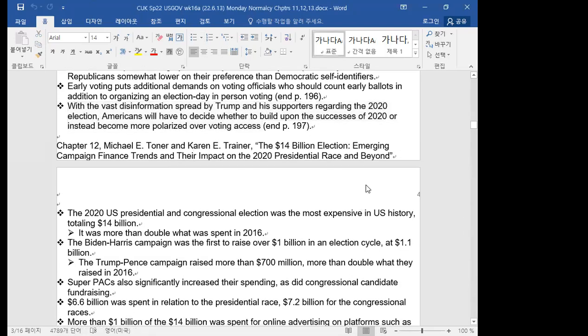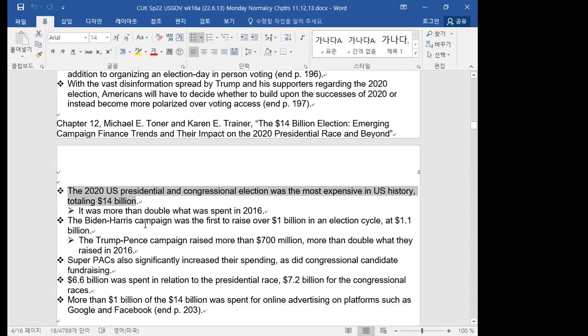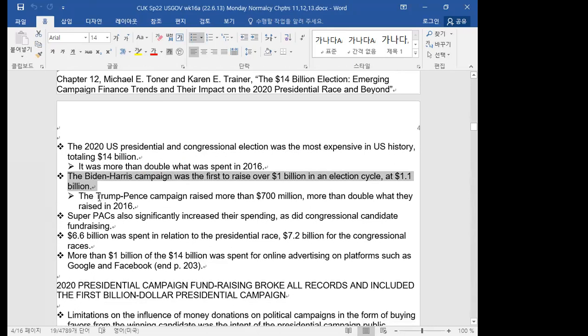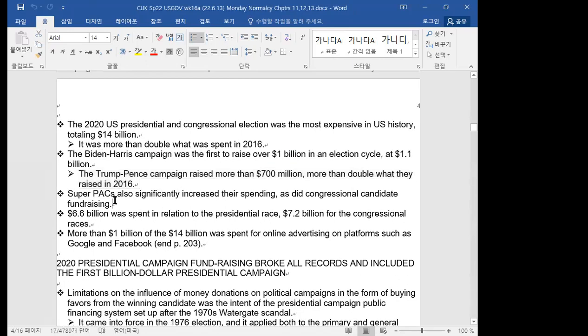Okay, so the cost of U.S. presidential elections. The 2020 presidential and congressional election was the most expensive in U.S. history, totaling $14 billion spent on it. That's more than double what was spent in 2016. The Biden-Harris campaign was the first to raise over $1 billion in an election cycle, at $1.1 billion. The Trump-Pence campaign raised more than $700 million, more than double what they raised in 2016. Super political action committees, super PACs, also significantly increased their spending, as did congressional candidate funding.